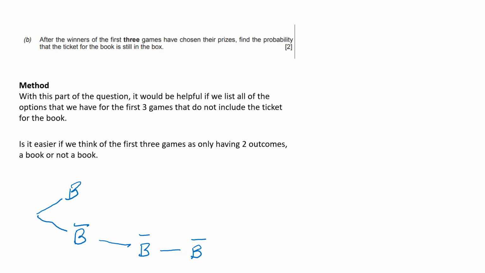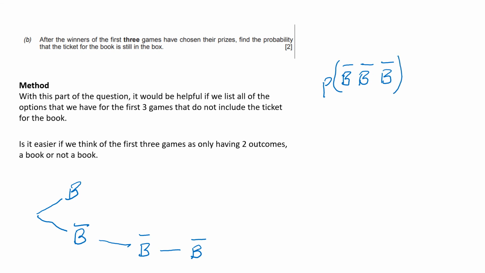I'm not interested in the rest of the diagram. I do not need to add the other parts. Those are the only bits that I need to focus on. So we want the probability of not a book, not a book, not a book.